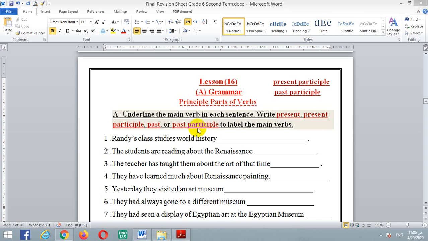Okay, so again, in brief, present means a verb with s or without s. Present participle means verb plus ing, and we use verb plus ing or present participle after am, is, are, was, were. Past, the second form of the verb. If the sentence is in the past, we use the past tense. Past participle if we have has, have, had. Okay, let's start answering.